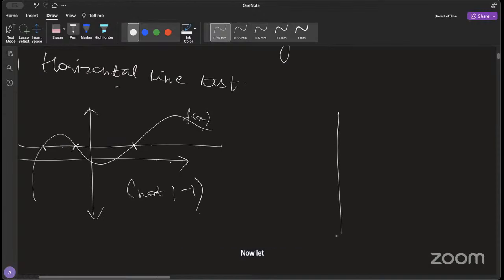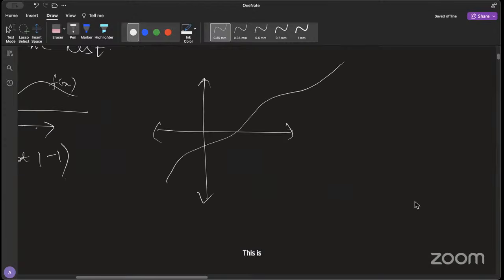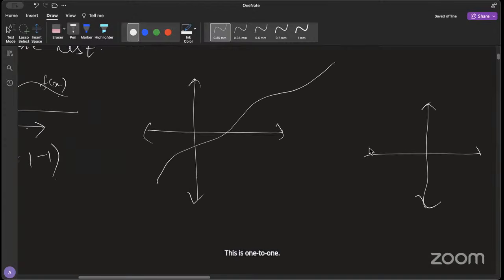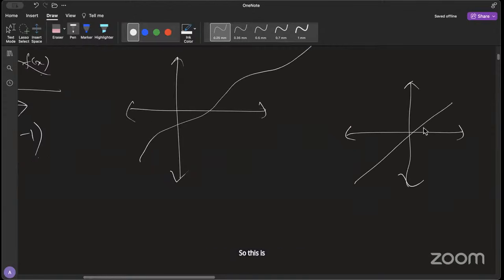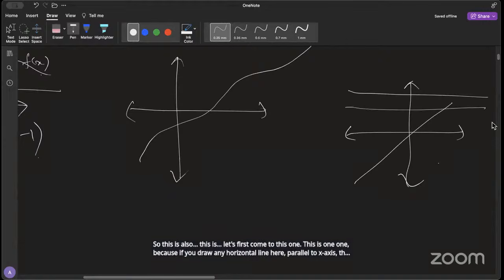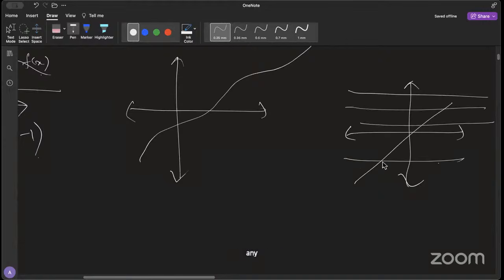Now let's come to this one. What about this one? And to make things simpler, let's take this. This is a one-to-one. And this too, this is a straight line. So let's first come to this one. This is one-one, because if you draw any horizontal line here, parallel to the x-axis, this line, this line, this line, any horizontal line will only cut this graph.